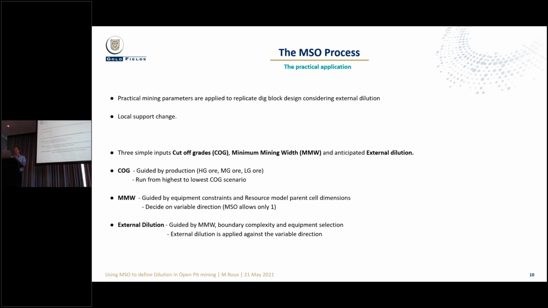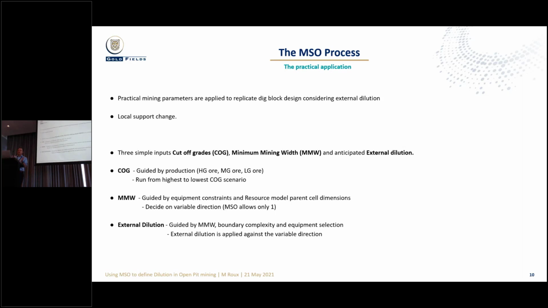And you would run your process from high grade to low grade, which is what you would try and do, because you would obviously try and honor that high grade, high value material more. The second parameter which I explained to you is pretty self-explanatory, the minimum mining width, and this is guided by the equipment constraints and, say, the resource model cell block dimension.